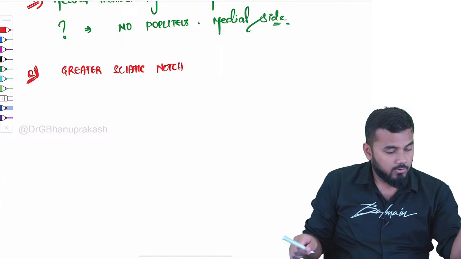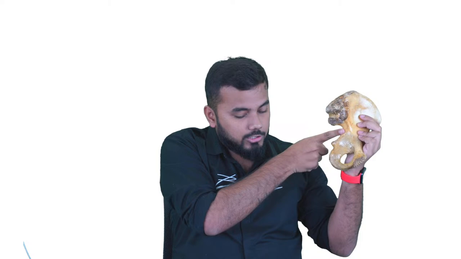Greater sciatic notch. Now, what is this greater sciatic notch? All of you can see here, right? Let me put it on my black shirt over here so that you can see now. Yeah. Right? In this way. Yes. You see this? This is called the greater sciatic notch. Okay? This is called the greater sciatic notch.